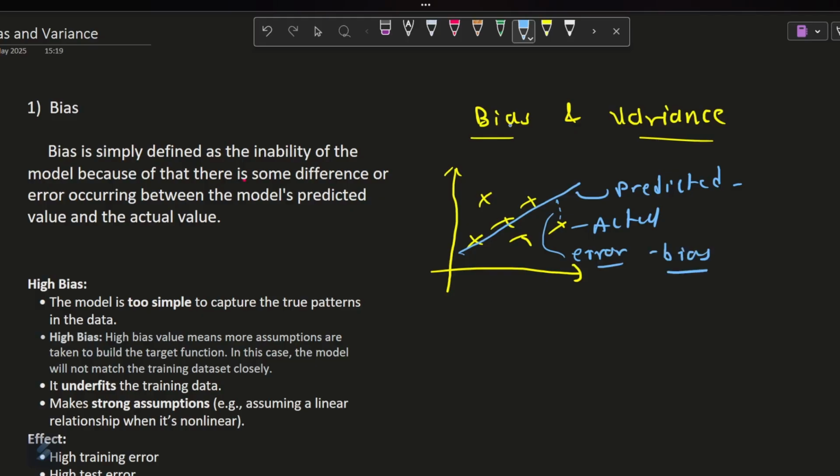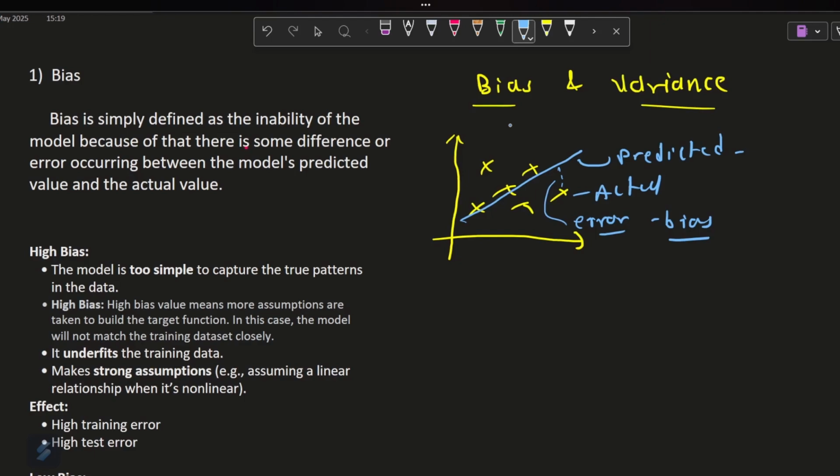And similarly, we will go through high bias and low bias as well, how high bias affects our model, how low bias affects a model, and how to handle them or work on them. We will see that in this video. So first, you need to understand what bias is. This is the error difference between the predicted point and the actual point.